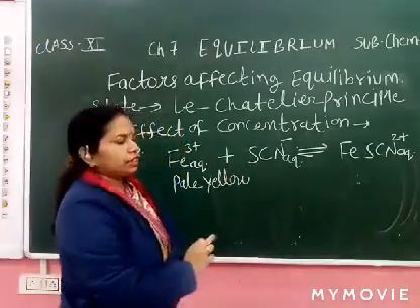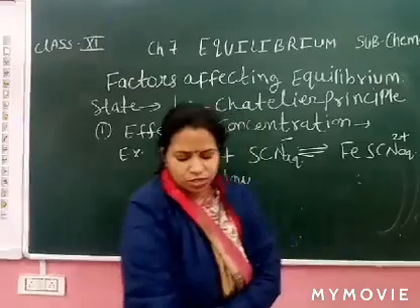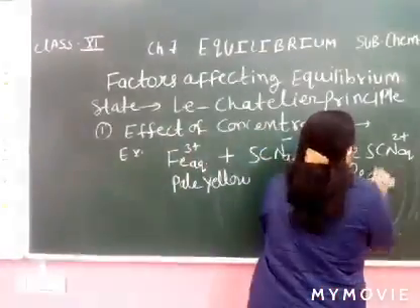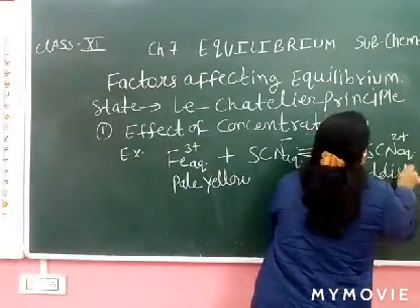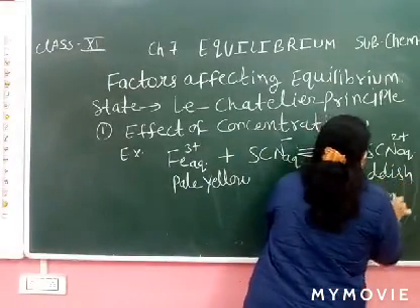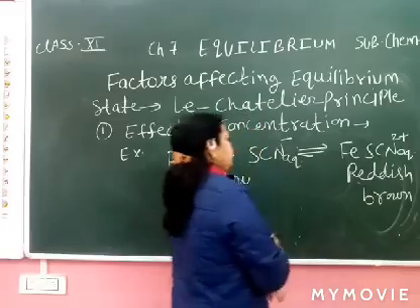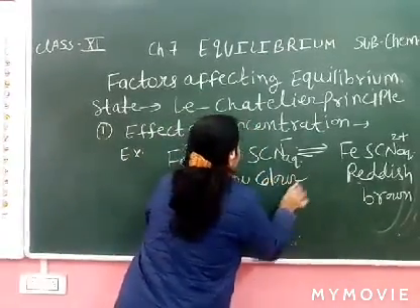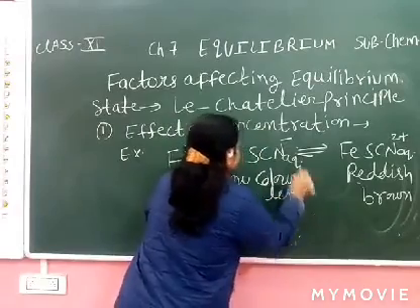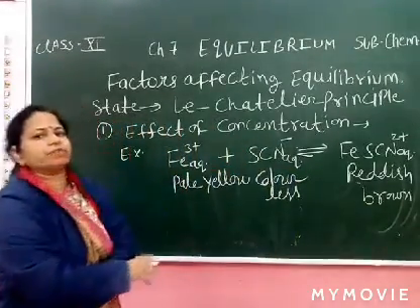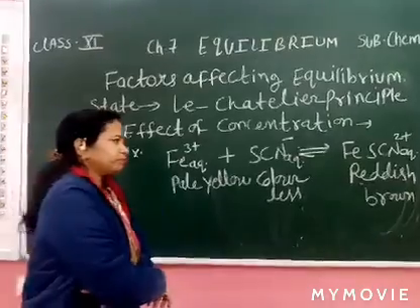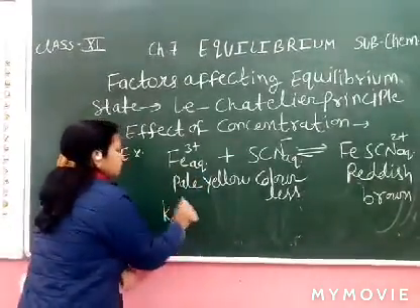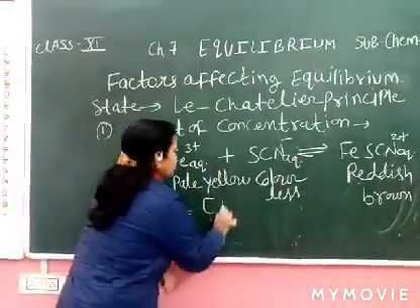And the color of this complex is reddish brown. And the other product is colorless. Now this is the equilibrium condition. Let's see what the equilibrium constant, the concentration constant, is for this equation.